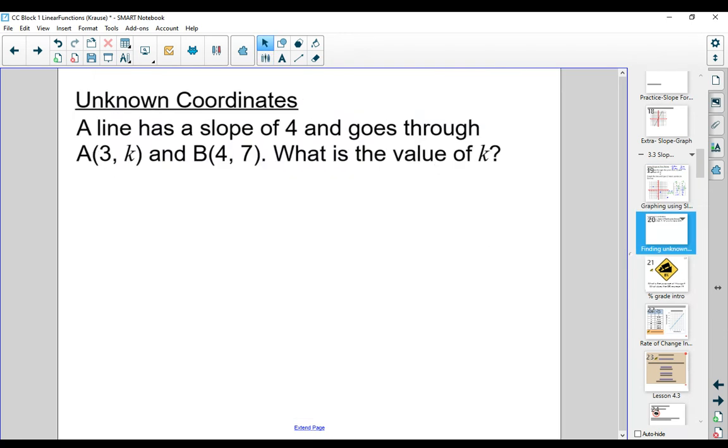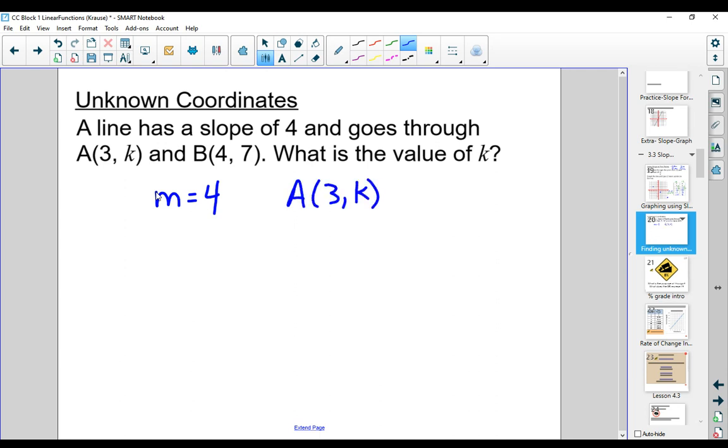All right, another type of question that you might get is related to the slope formula, but you know the slope and one of your points is an unknown. So here we have a line that has a slope of 4, so m equals 4, and it goes through a point A, 3, k. We don't know what k is, it's just like x. And then B is 4, 7, and we're asked what the value of k is.